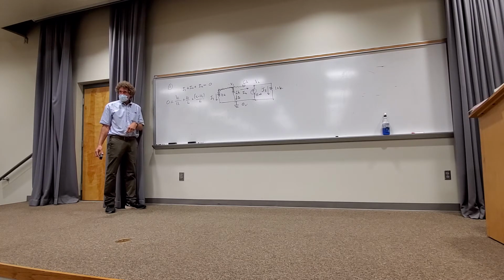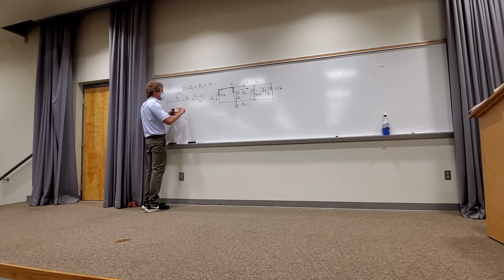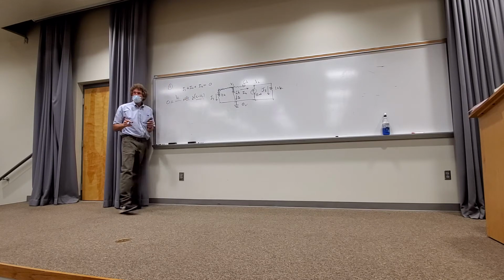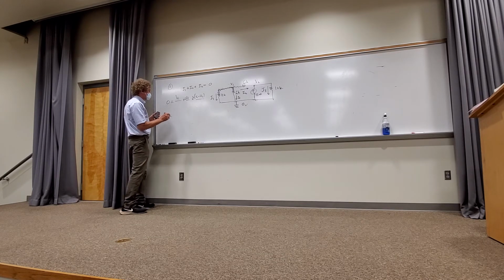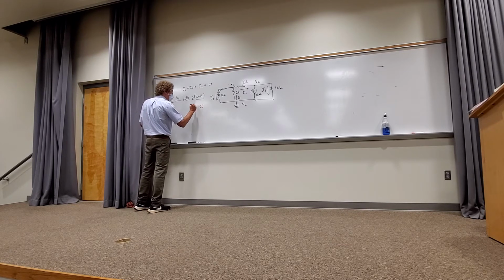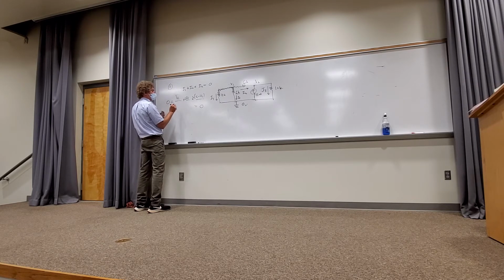Follow me? You don't have to do it this way, but this gets a 2 out in front of it, and this gets a 2 out in front of it. Agreed? And then I collect terms, don't I? So, what do I get here? I'll put the 0 on this. For V1, what do I get? 2, 4, 5 V1, right? And then minus 2 V2 equals 0.